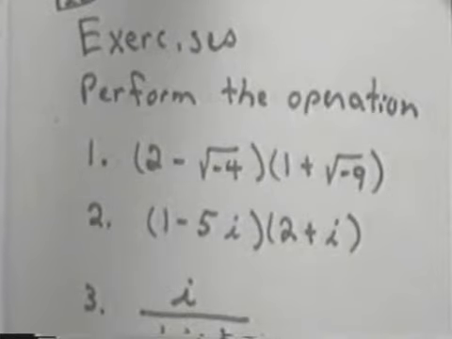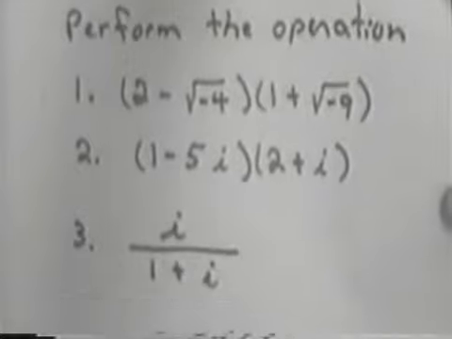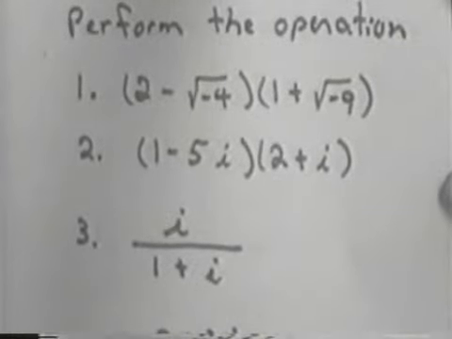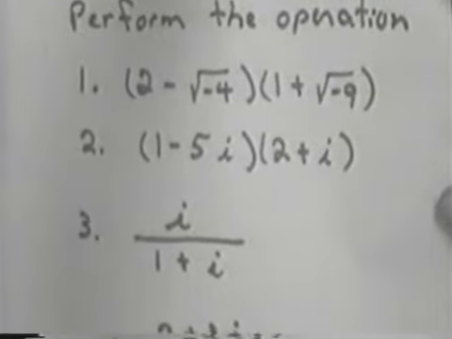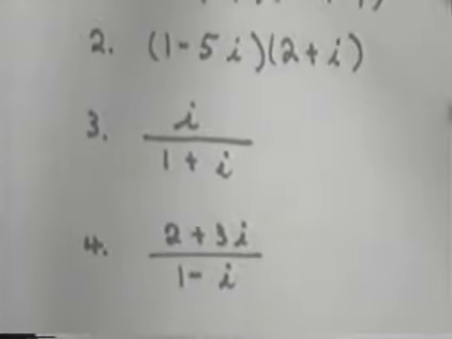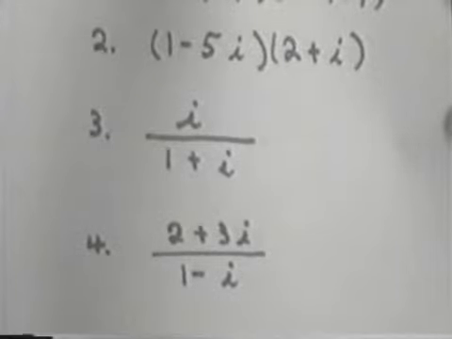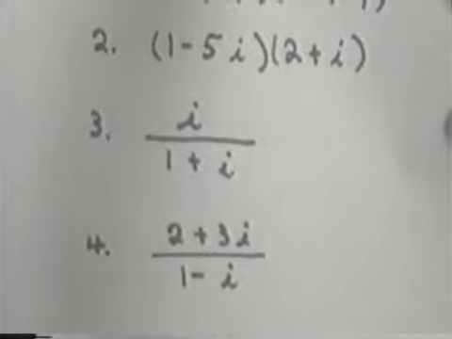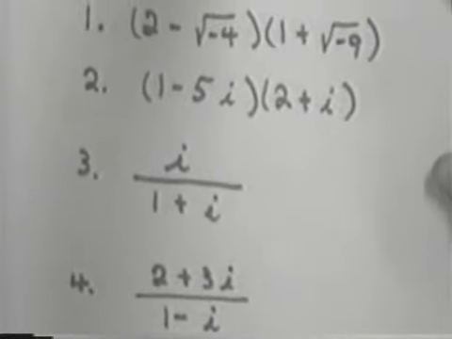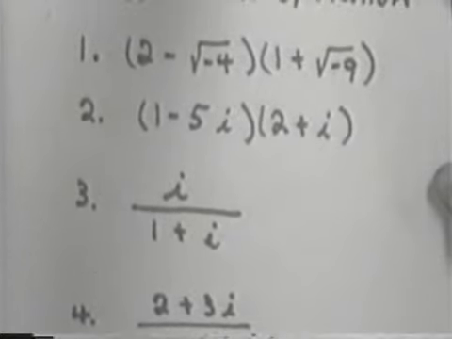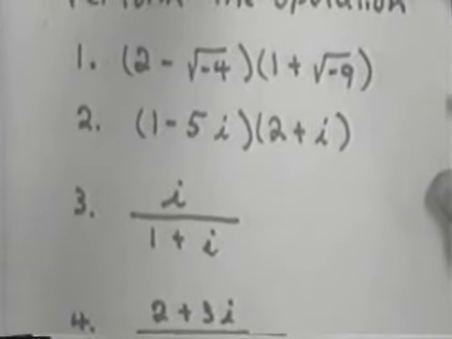The second one, (1 - 5i) times (2 + i). The third one, i divided by (1 + i). The fourth one, (2 + 3i) divided by (1 - i). I'll let you look at them again.